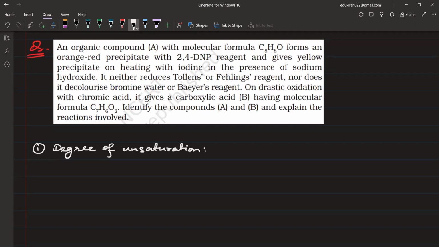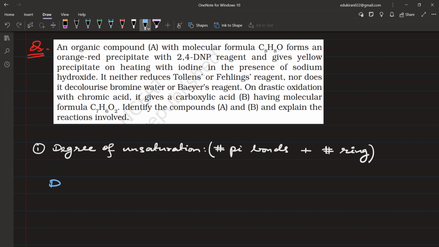Degree of unsaturation gives you the sum of the number of pi bonds in the structure plus the number of rings. Okay, so we don't know the structure yet, but if I calculate the degree of unsaturation from the formula, then I will know how many pi bonds are there and how many rings are there in the structure. Okay, so what is the formula for degree of unsaturation?